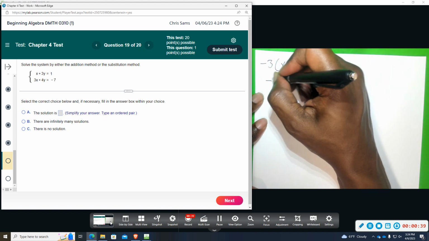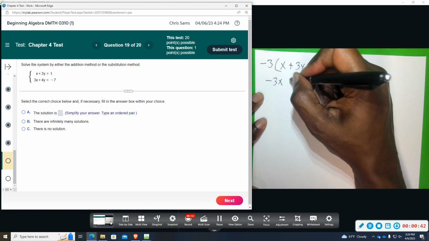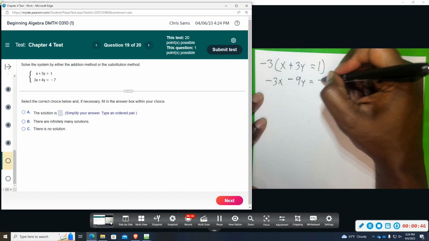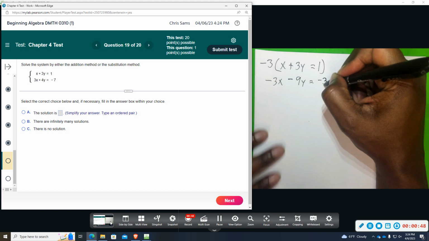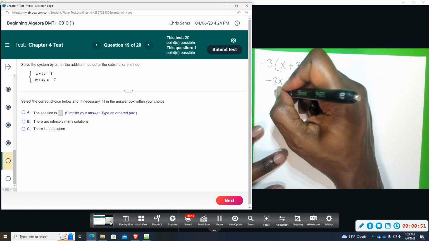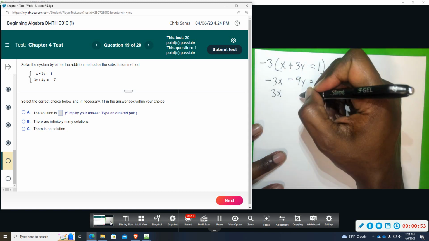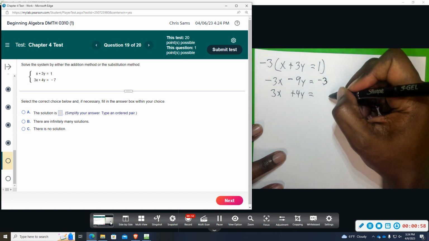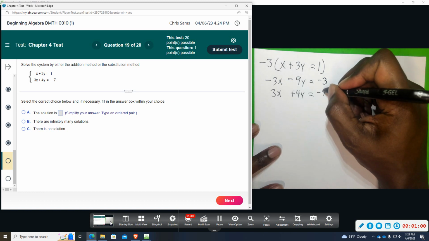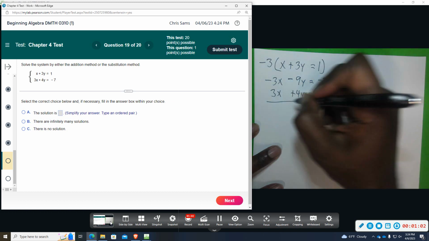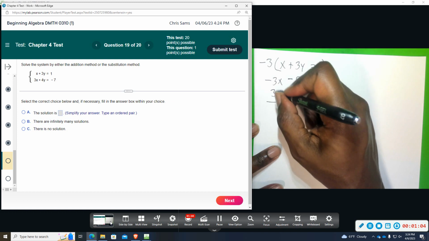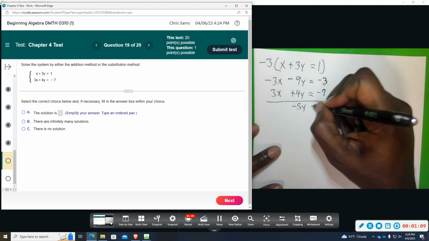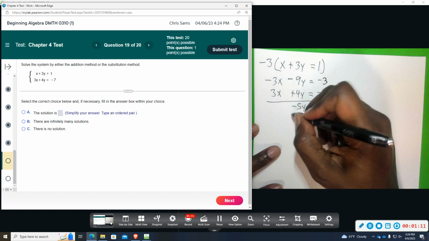It'll give me a -3x minus 9y equals -3. I'm going to write down the second equation right below it. 3x plus 4y equals -7. Combine. X gets eliminated. -5y equals -10.